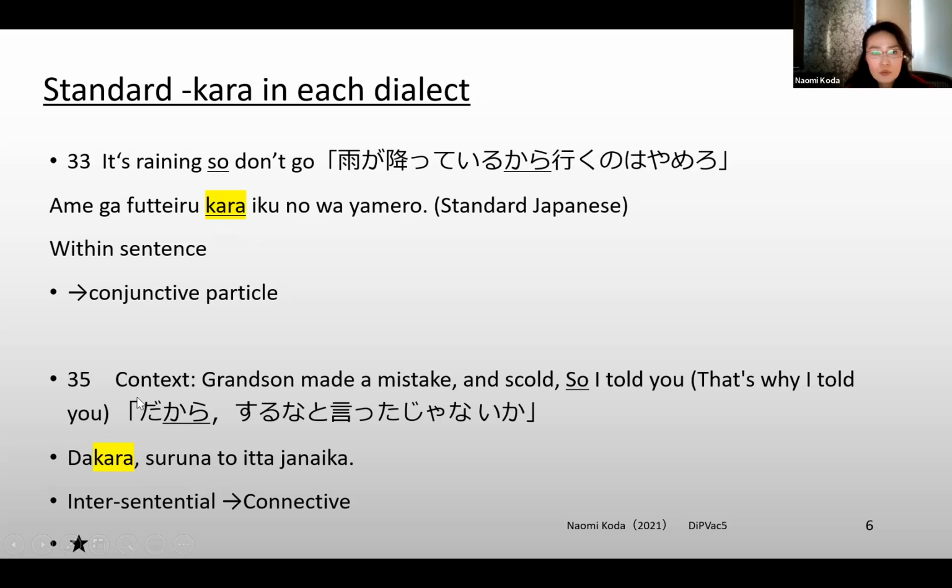And number 35. This context is that a grandson made a mistake and the grandfather scolded, so I told you. That's why I told you. だからするなと言ったじゃないか。So how do you say だから in this sentence? だからするなと言ったじゃないか。So in this case, だから functions intersentential. So I will call this connective.